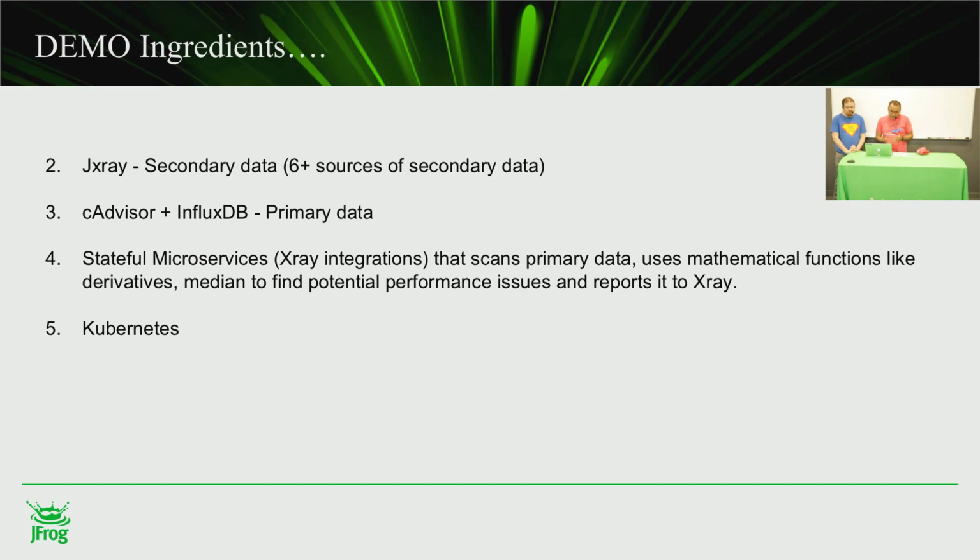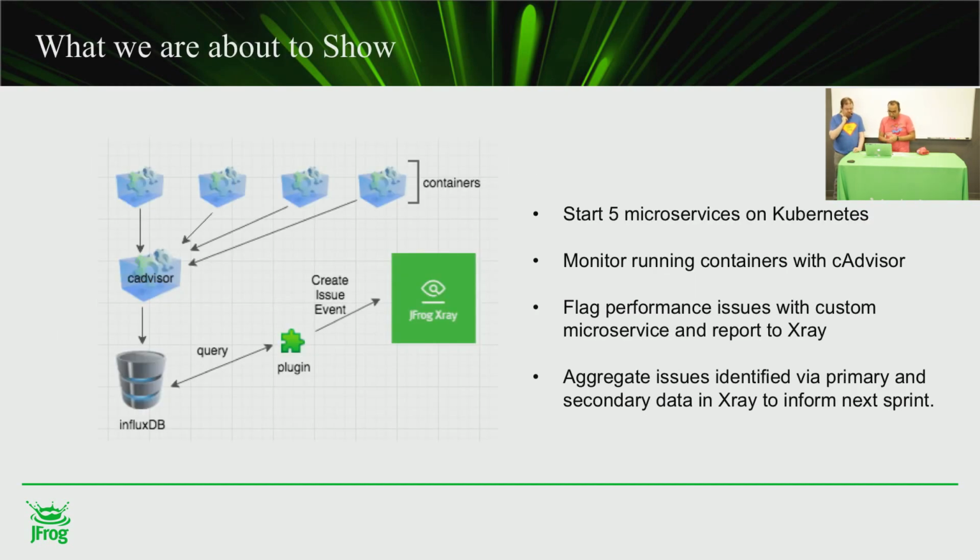So the first microservice queries the InfluxDB for the compute data, and uses a couple of mathematical functions like derivatives or mean, count, right? Say if the rate of change of CPU goes above a threshold, it fires off an issue and registers it in X-Ray. So that's our primary data. And then, of course, all these services are running on Kubernetes. So this is what it looks like.